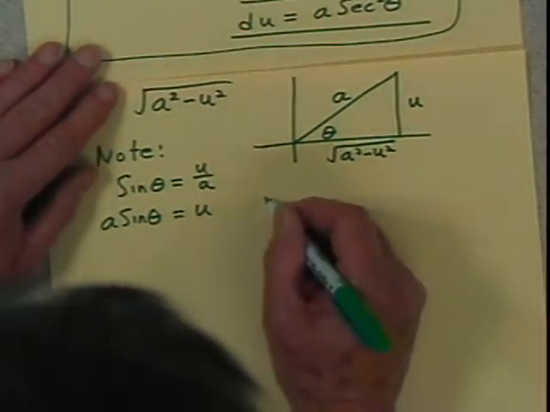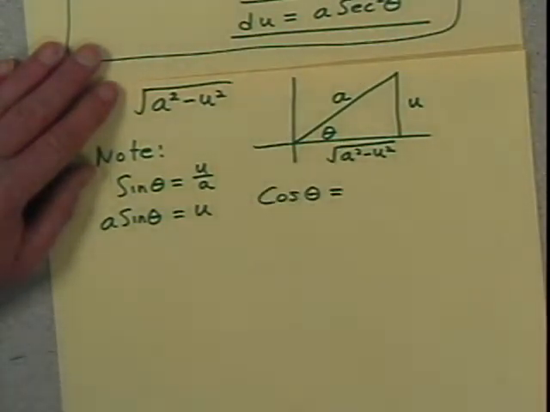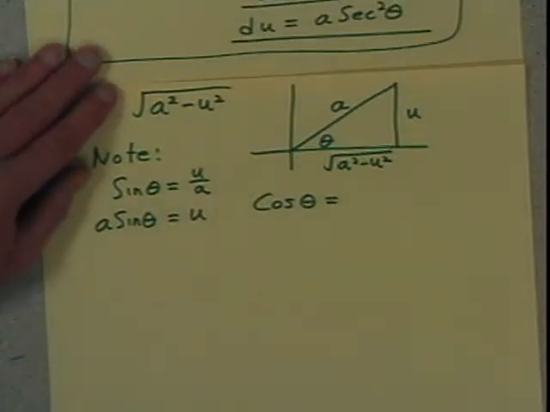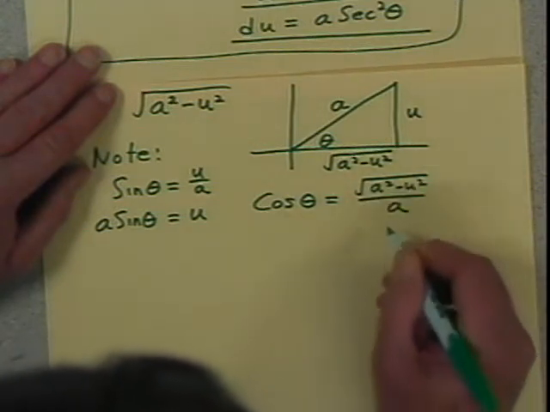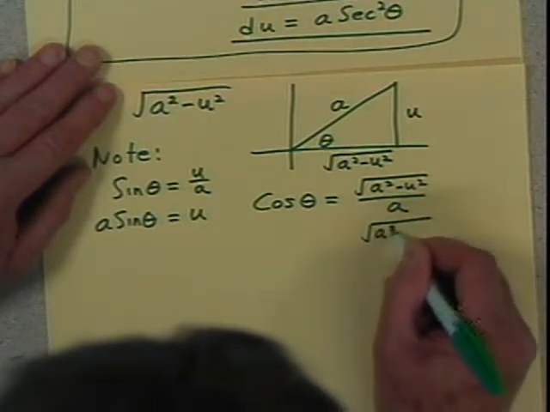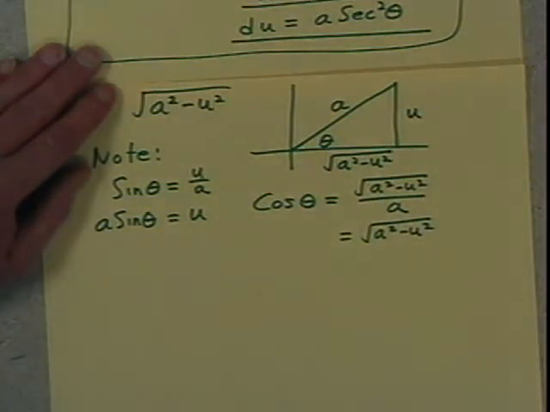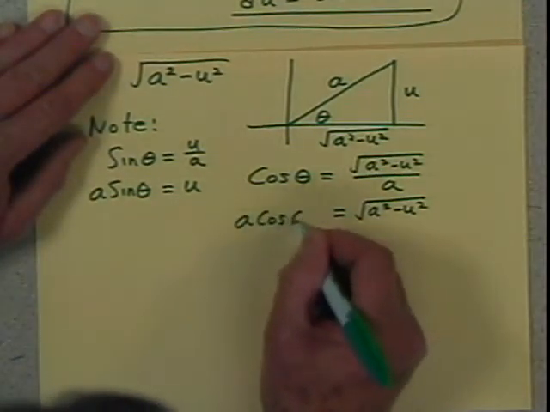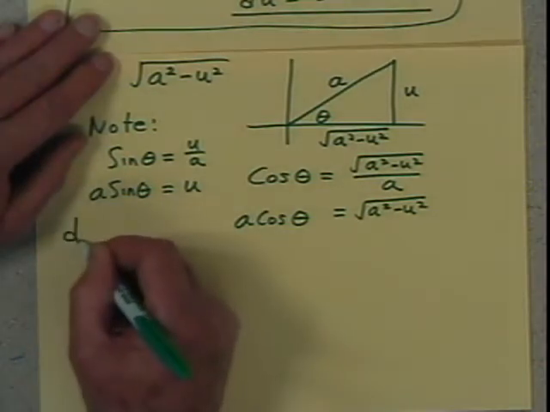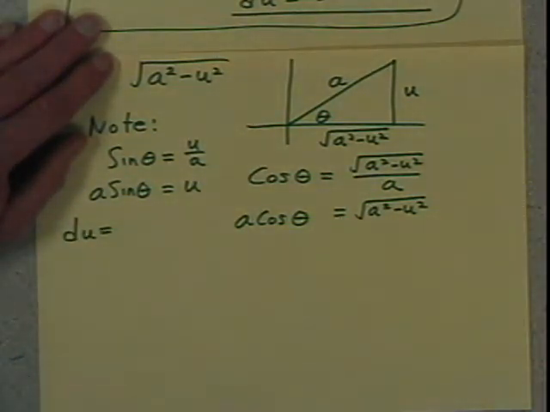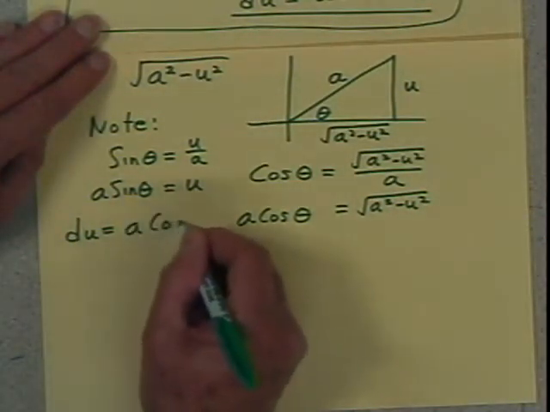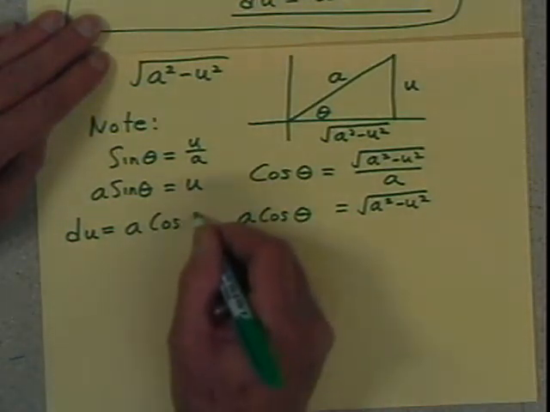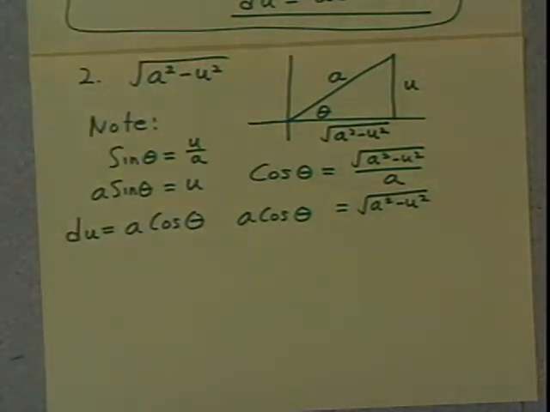Okay, what is the cosine of theta in that same picture? The radical thing over a. So what can you replace that radical thingy with if it happens in the integrand? With a cosine theta. And if there happens to be a du somewhere, what do you replace it with? Oh, here's your u right above it. Right? The derivative of a sine theta is a cosine theta.